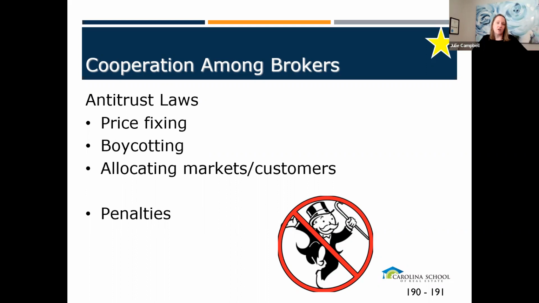Maybe they generally are a terrible home inspector and they're no good at what they do. They don't need your help to drive them out of the market. If they're bad enough, they will drive themselves out of the market. They will drive themselves out of business. So we can't conspire together. We can't work together to try to reduce the competition, to try to drive somebody else out.